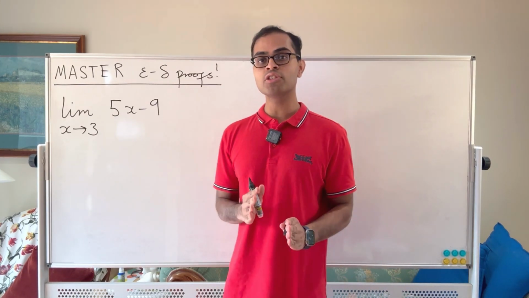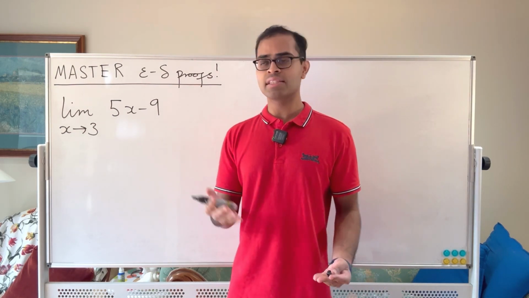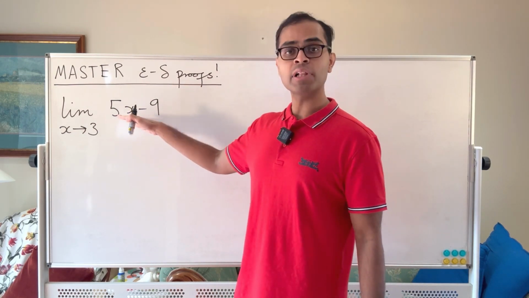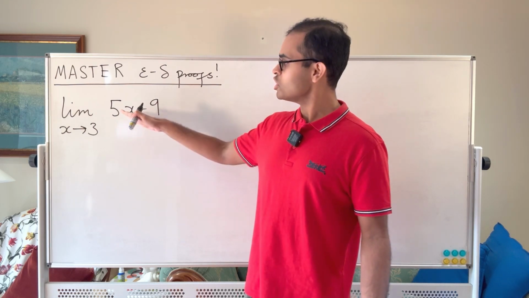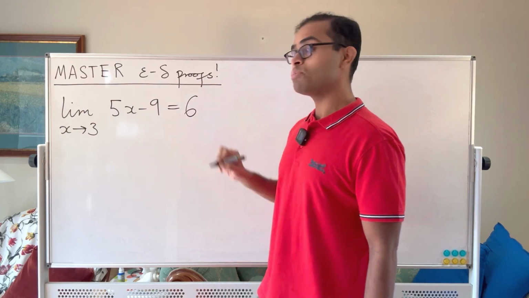So we have the first one, which is the limit as x goes to 3 of 5x minus 9. The first thing, before we prove what this limit is, is to actually calculate it. Here we just plug in x equals 3, it's a continuous function, so we get 15 minus 9, which is equal to 6. So we need to rigorously prove that it's equal to 6.